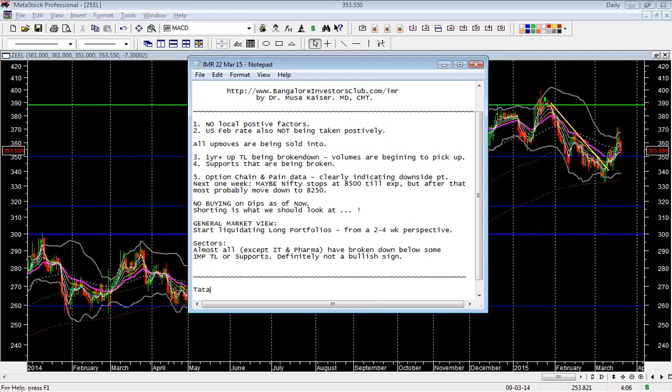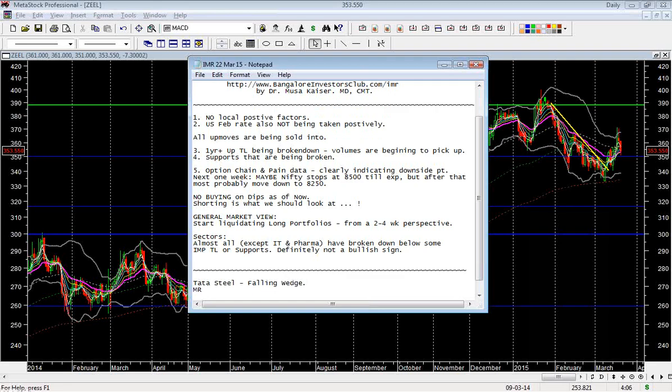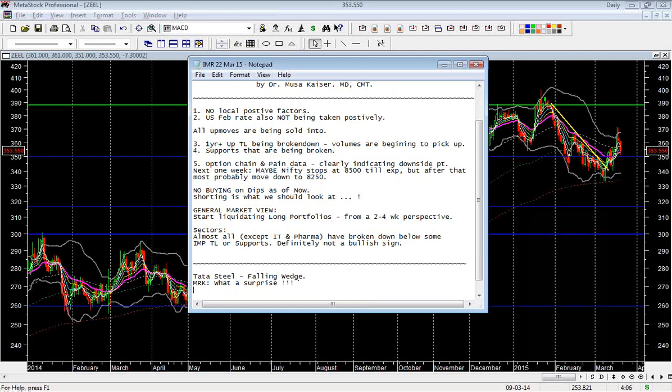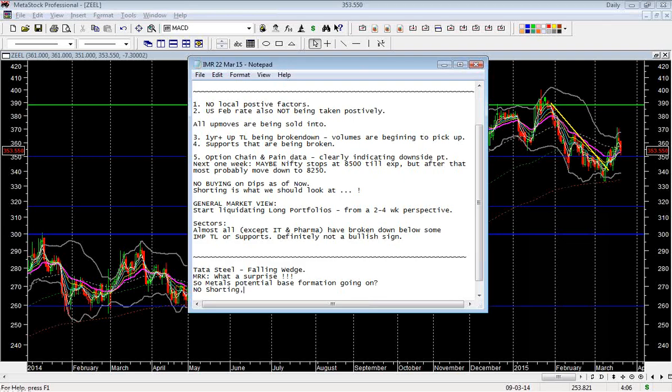let's discuss. So Tata Steel, I think today's big find, falling wedge. Okay, as far as I'm concerned, what a surprise. So metals, potential base formation going on. No shorting. It's an early high risk buy.